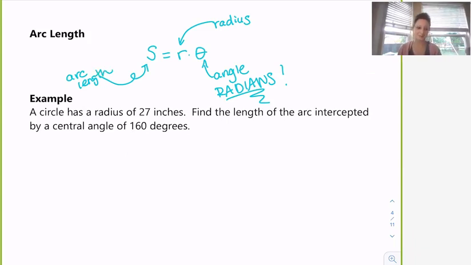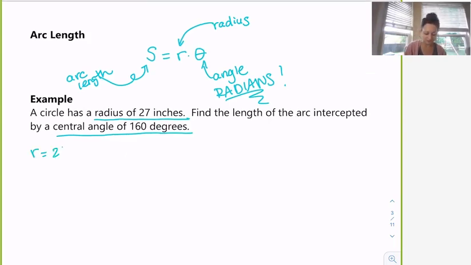Okay, so let's try an example. Write this in your notes for me. We've got a circle, and you can just put R equals 27 inches, and theta is 160 degrees, okay? So we have R equals 27 inches, theta is 160 degrees, and we want to know the length of the arc intercepted by that central angle. So we're looking for what letter? We are looking for S, okay?